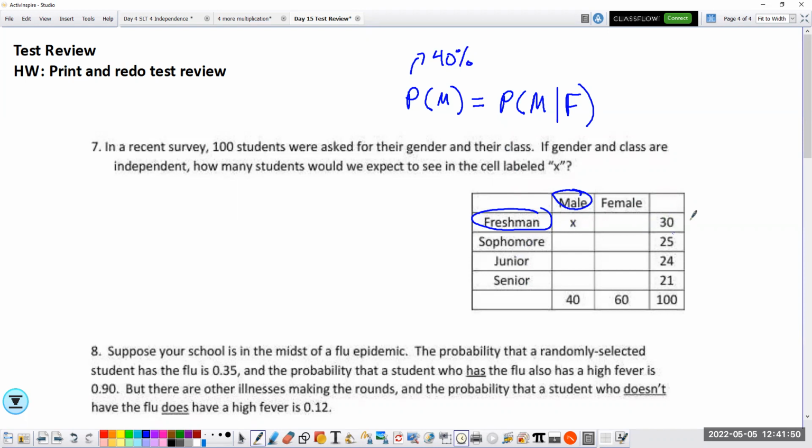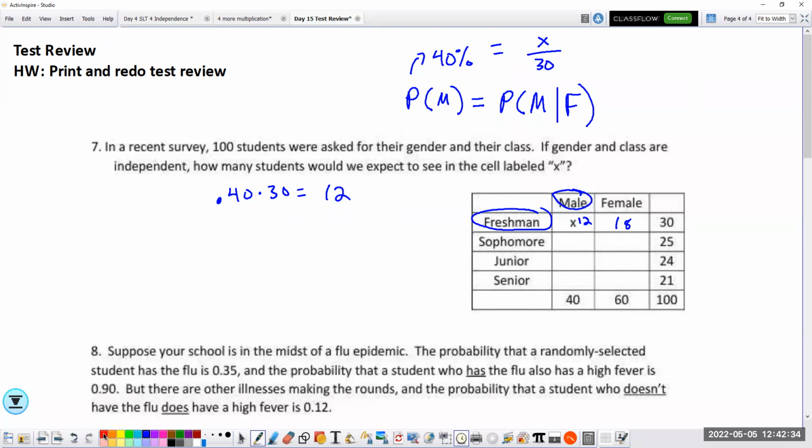I want to point out the probability of being a male is 40%. I know there are 30 freshmen here. 40% has to equal however many males we have divided by 30. So if I just multiply the probability of being a male times 30, because they're independent events, I'm going to get 12. There are 12 male freshmen. And then that would mean there are 18 female freshmen, and 18 out of 30 is 60%. We were only asked for X, but I find that it makes more sense if we do it this way.